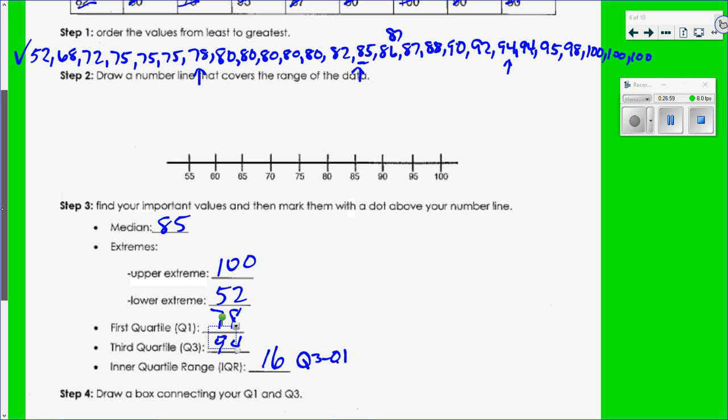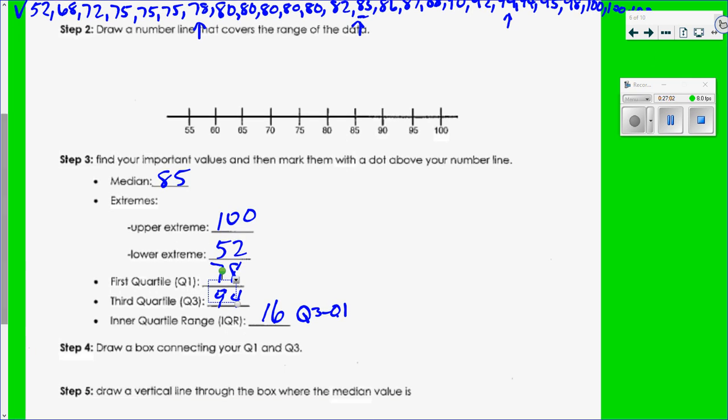And then I put those numbers onto the line. So my lower extreme was a 52. Actually, I need to do my data check first. So 16 gets me a 24. 52 was my lower extreme. 78 minus 24 gets me a 54. So 52 is actually an outlier.